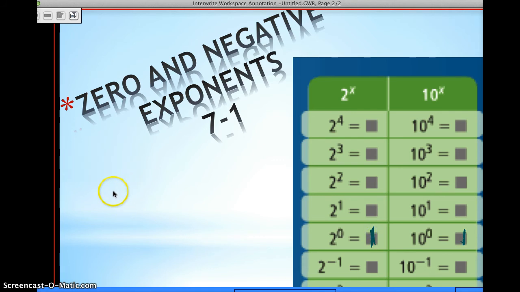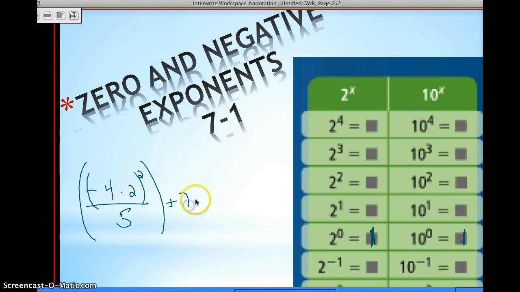Even if they give you something tricky like this, which I've seen on a state exam before, negative 4 times 2 divided by 5 squared plus 7 to the 4th, and then they raise the whole thing to the 0 power. No matter what is inside, if the whole thing's raised to the 0 power, the answer is 1.